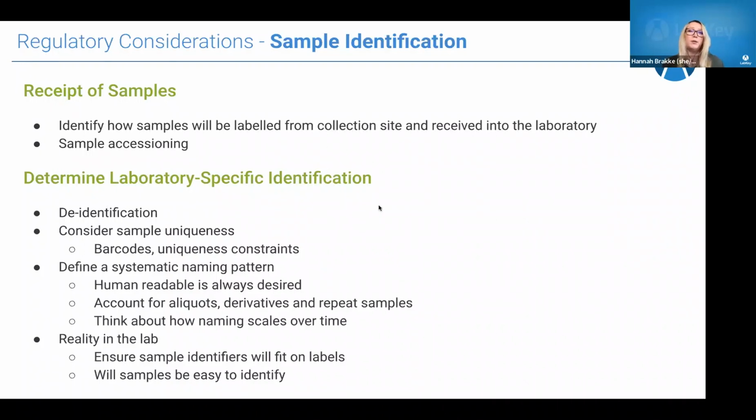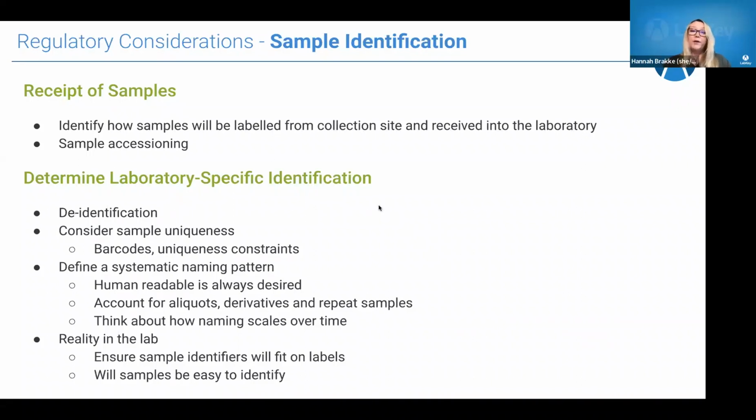So I mentioned before, do you need to de-identify, or maybe not need to, but do you want to de-identify those samples for security purposes? As well as considering that sample uniqueness. A lot of people will use barcodes to uniquely identify a sample. You can also create human readable sample identifiers that just have uniqueness constraints. So you're able to read a label on a tube and know exactly what's in it rather than needing that barcode scanner.